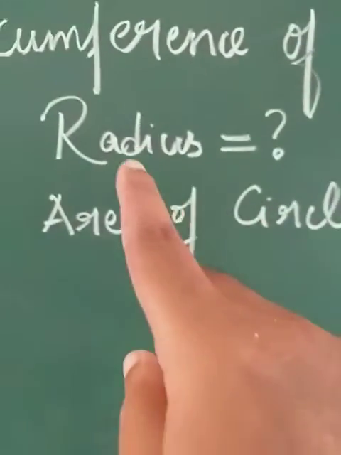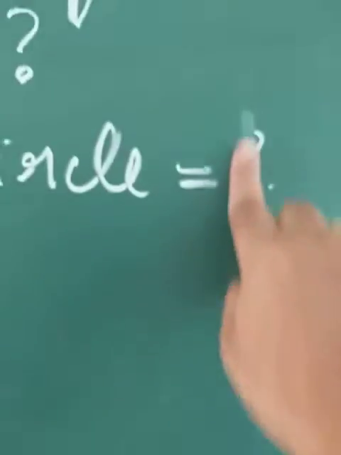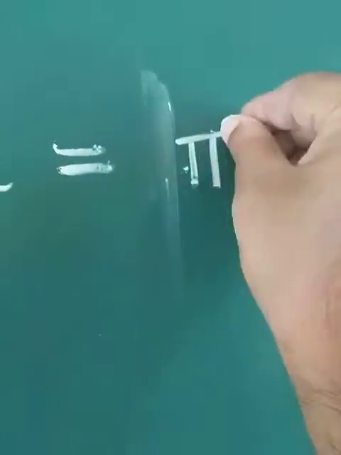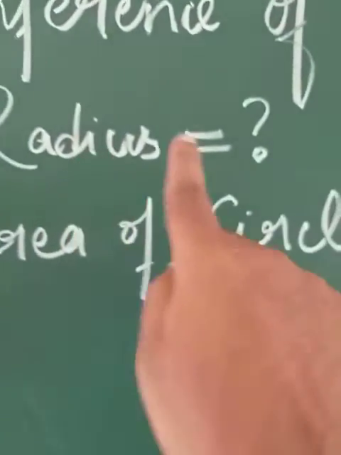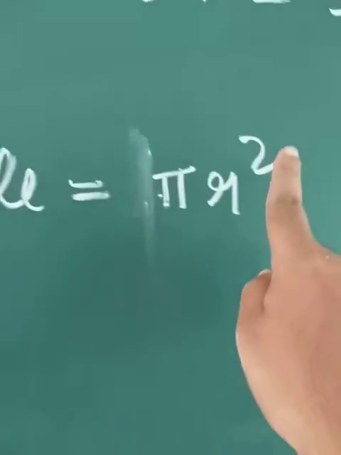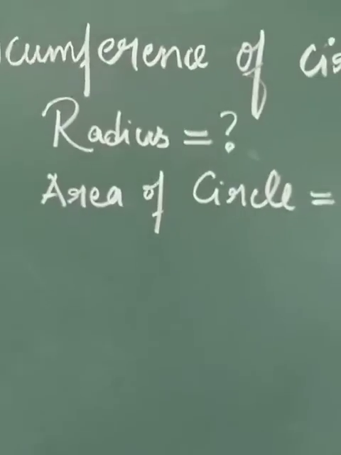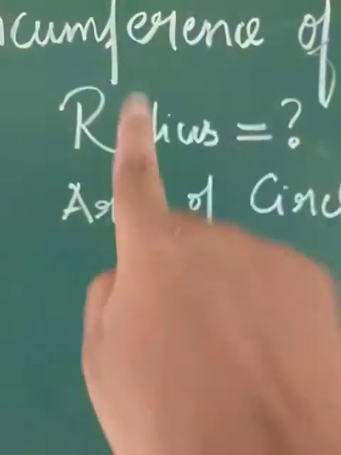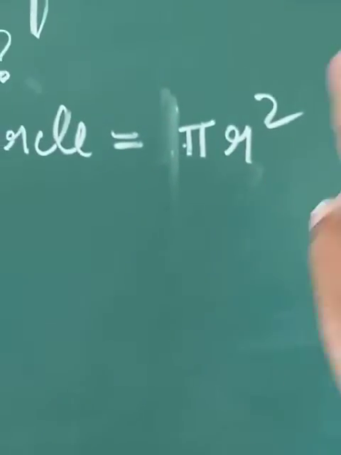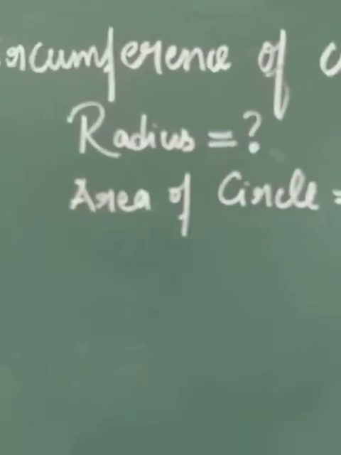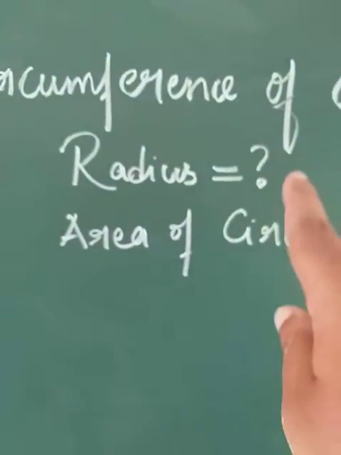Now why do you have to get the value of radius first? Because we know that the area of a circle is pi r square. Until and unless you know the value of radius, you won't be able to put it here, and in that way you will not get the area of the circle. So your main objective is to get the value of radius first, and only then can you get the area of the circle. Okay? Now one more important question arises: how to get the value of radius?